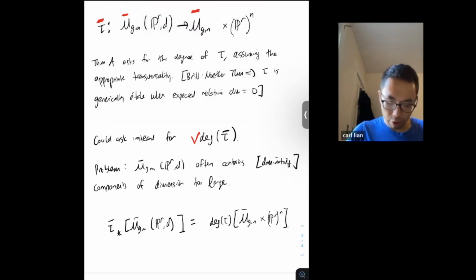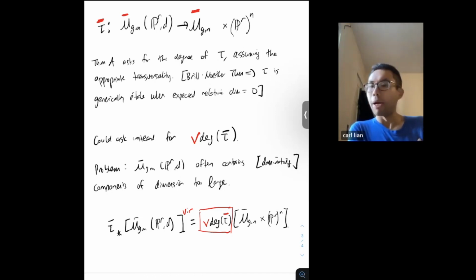But what I can do is add a virtual class here, in which case the class on the left-hand side lives in the expected dimension. And the push forward of that virtual class will be a multiple of the fundamental class downstairs, and that multiple is by definition the virtual degree. So maybe I should put a bar here. This formula is a definition of the virtual degree of this map tau bar. So you might say that the virtual degree of tau bar is a virtual count of the number of curves of fixed domain that pass through the maximal number of points in projective space.